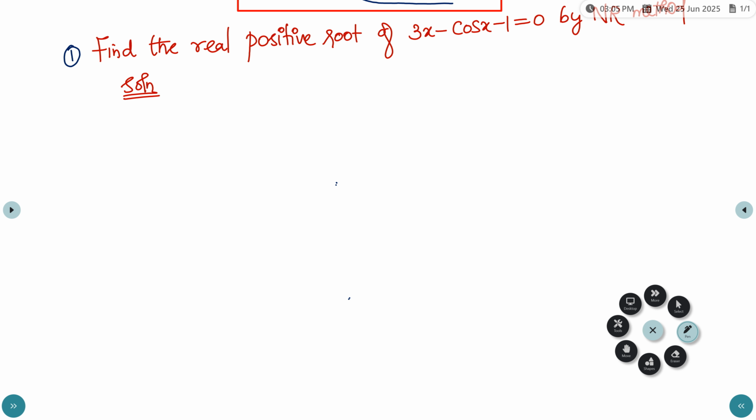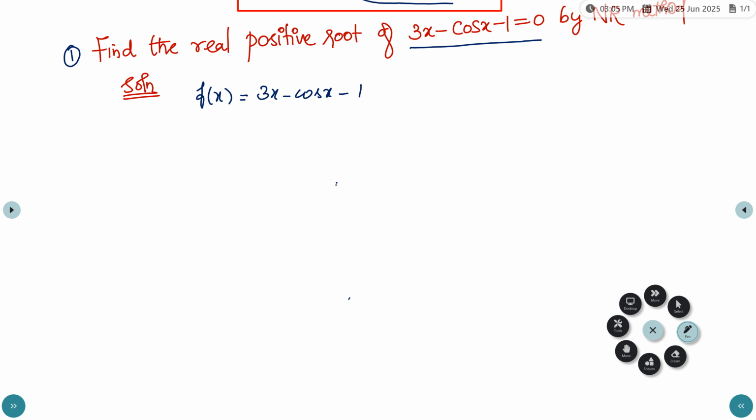First, let us take the given function as f(x). What is the given function? This is the given function: f(x) = 3x - cos x - 1. This is the given function f(x).